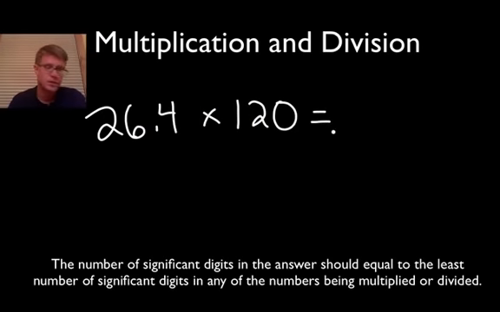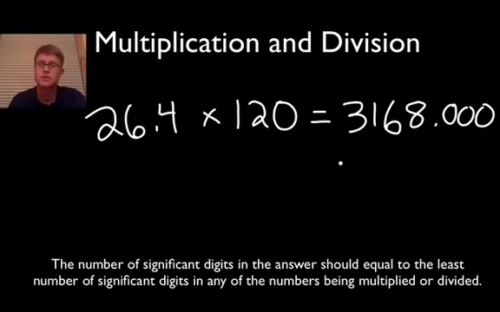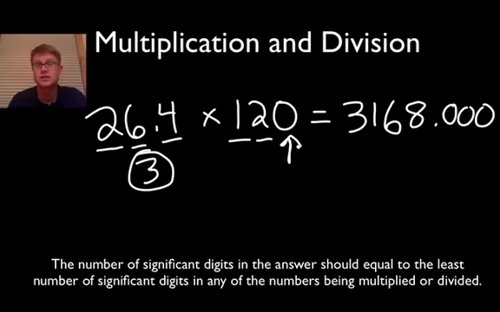Okay, if we multiply those numbers in a calculator, we get a really large number. It is 3168.000. So it keeps going like that. So what do we get for an answer? Well, this has 1, 2, 3 significant digits. This one has 1, 2. That zero is not significant because it's just a placeholder, so that has 2 significant digits. And so since this one has 3 and this one has 2, my answer can only have 2 significant digits.